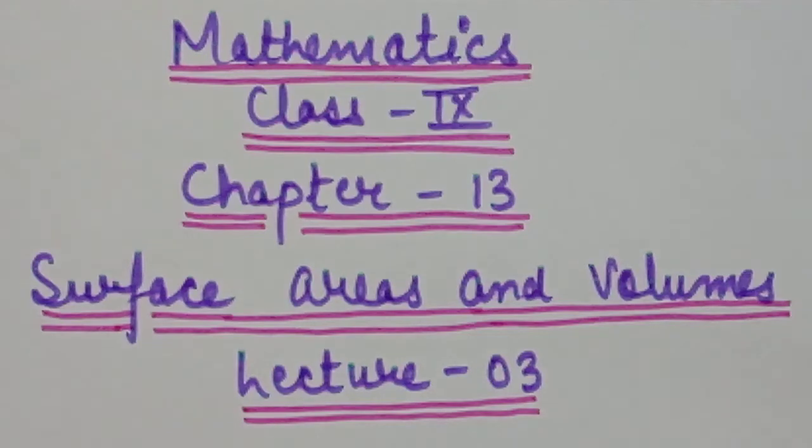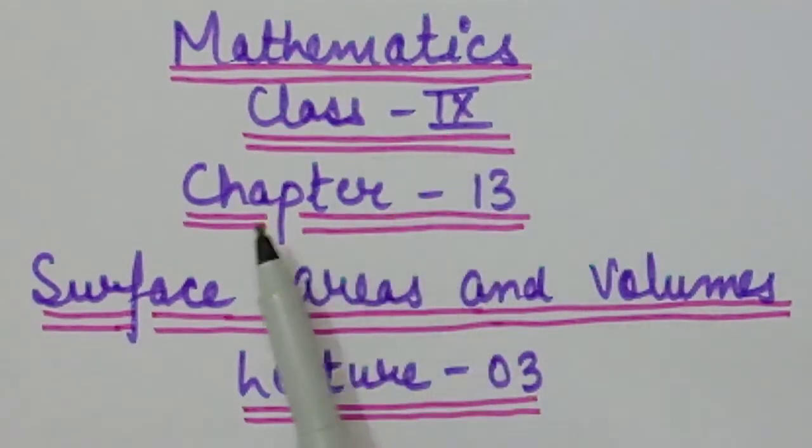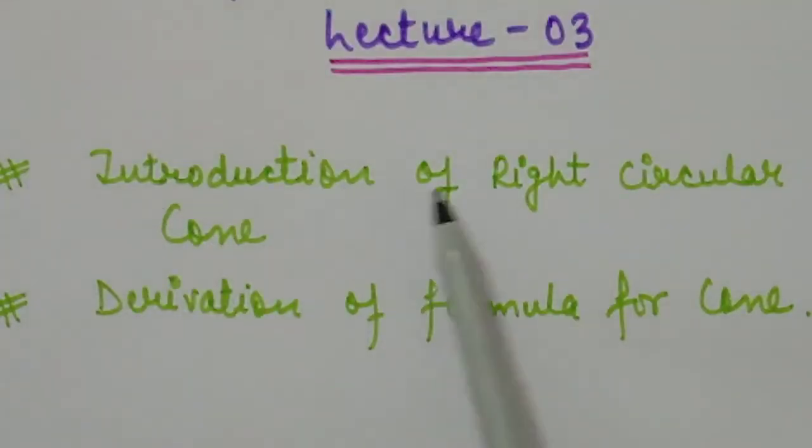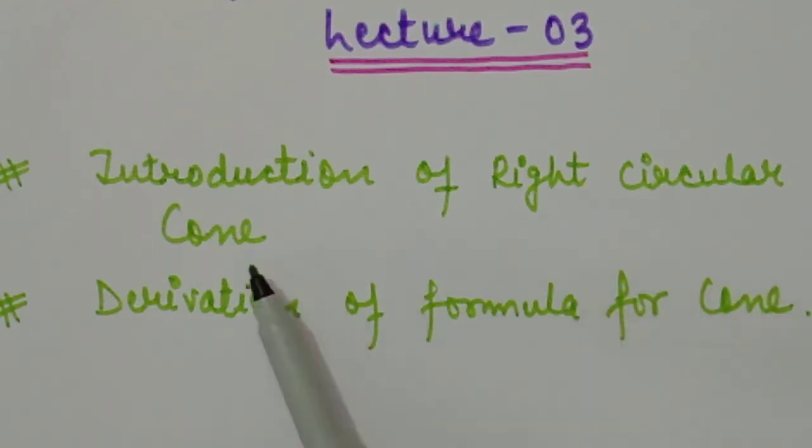So students, welcome back to your mathematics class. This is class 9th, chapter 13, surface areas and volumes. This is our lecture number 3. In this lecture we will discuss the introduction of right circular cone and the derivation of the formula for cone, like total surface area and curved surface area of cone. We will discuss what a right circular cone is, the parts of a right circular cone, and how we will make the right circular cone.